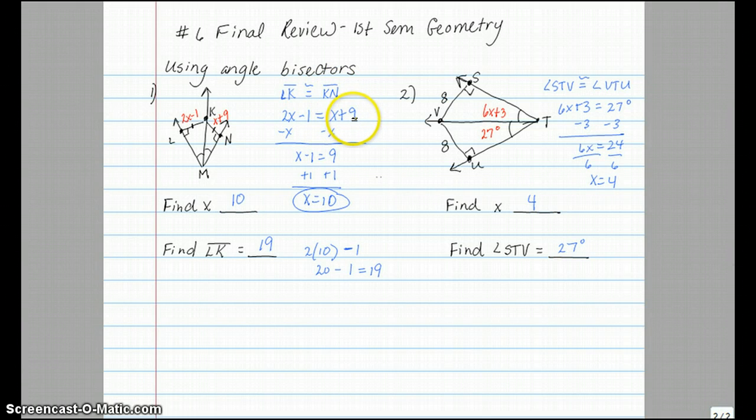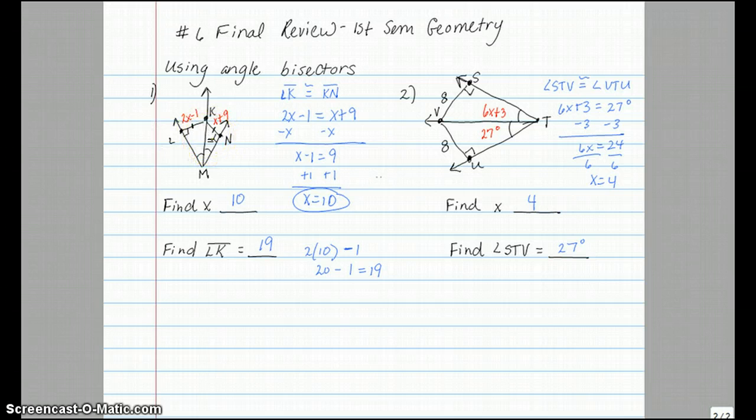We want to collect the variables on one side, keeping the coefficient positive if possible. So we're going to subtract x from both sides. We end up with 2x minus x, which is x, minus 1 equaling 9. Add 1 to both sides, x is going to equal 10. Now once you have that, we're asking for LK, so 2 times 10 would be 20, minus 1 would be 19. Just to make sure I'm right, I'm going to put the 10 into the NK segment, and 10 plus 9 is also 19, so we've confirmed that they are congruent.